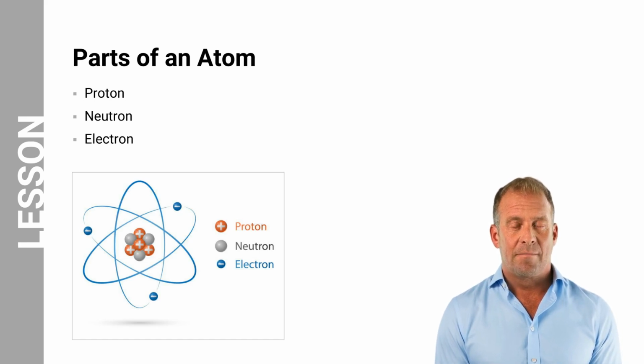Atoms consist of three main components. They are protons, neutrons, and electrons. Let's now look at them in detail.